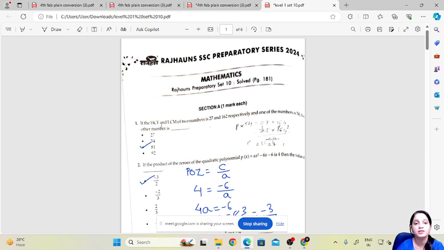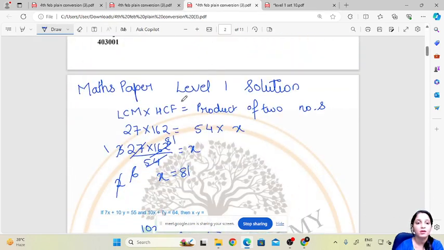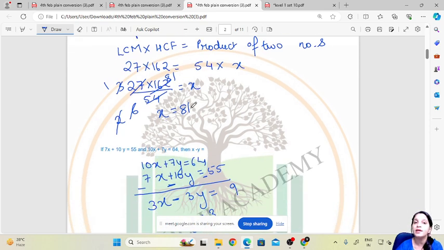If the HCF and LCM of two numbers is 27 and 162, and if one of the numbers is 54, then the other number is? Always LCM into HCF is the product of two numbers. So HCF and LCM they have given, 27 into 162, and the other number they have given is 54. Let us take the unknown number to be X. Then it will be 27 into 162 upon 54 equal to X. Then when you cancel, you will get 81.